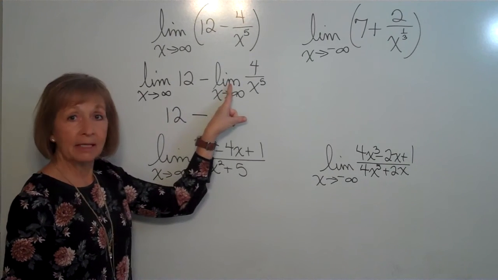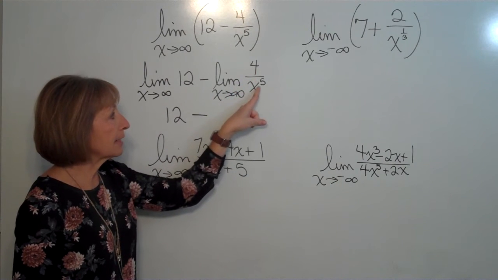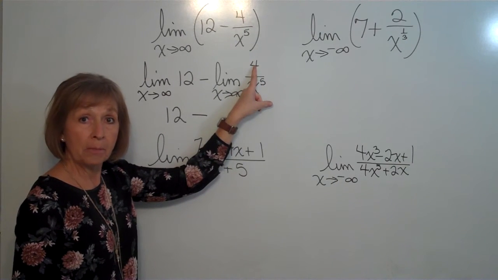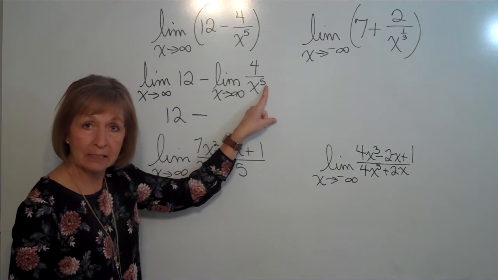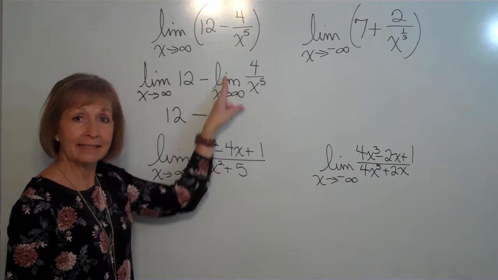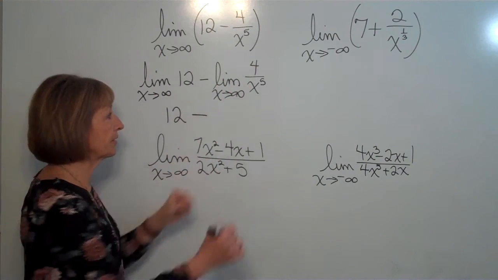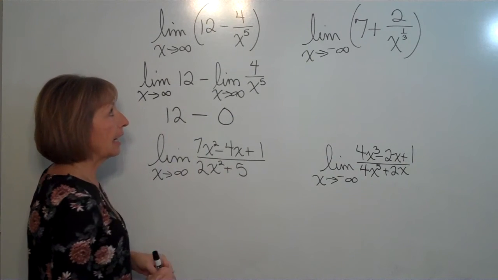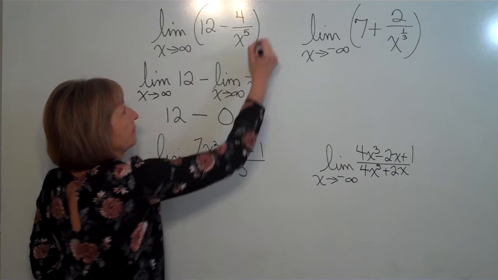Minus, and then the limit as x approaches infinity of 4 over x to the 5th, well, that's a number over x to a positive rational exponent. And so when I look at that, that's the theorem that we just talked about. And so this limit goes off to 0. And then 12 subtract 0 gives me 12.